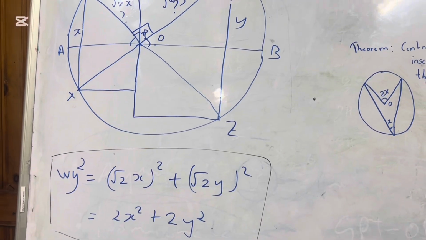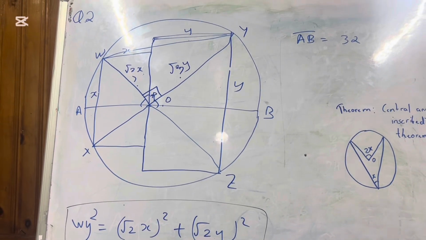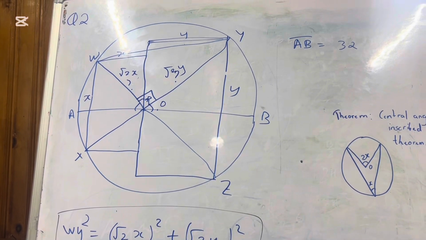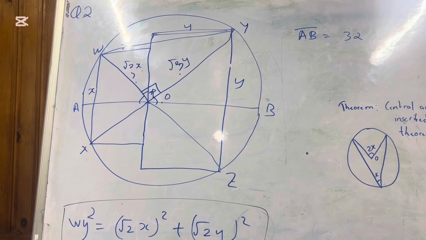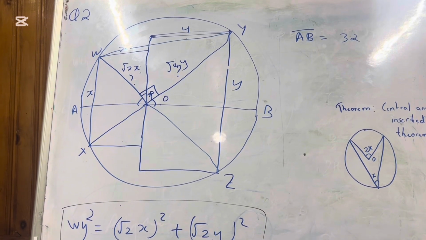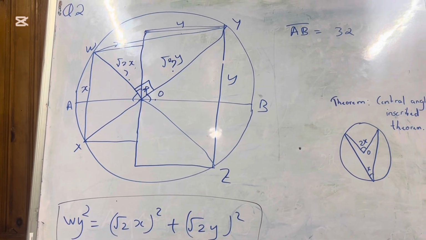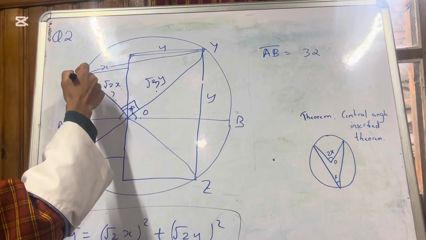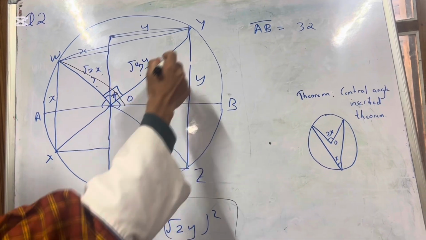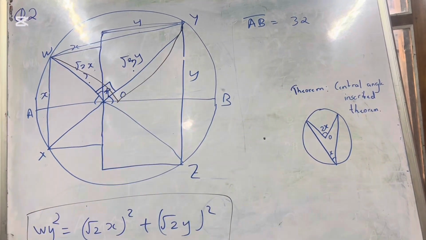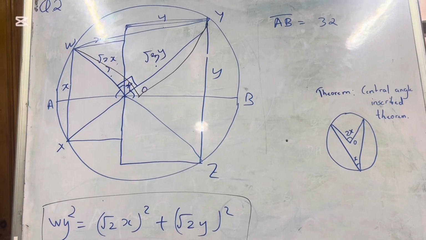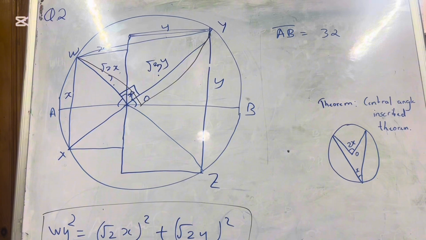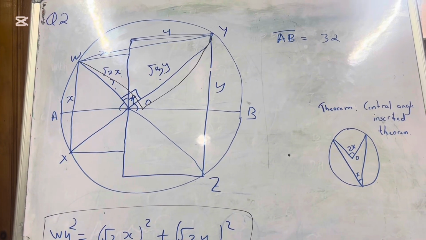Now we have lots of variables here, so we would realistically like to relate them to the things we know. We know the diameter of this circle, so we know the radius as well. We would like to relate one of these variables to either the diameter or the radius of the circle. To do that, we'll draw a line from W to O and from Y to O. These two will be radii of the circle, because we take O as the center of the circle.